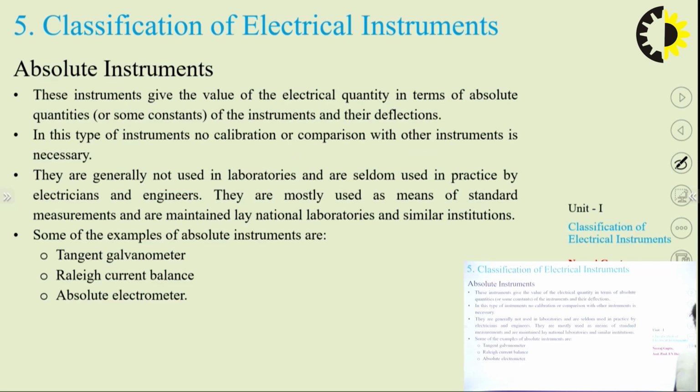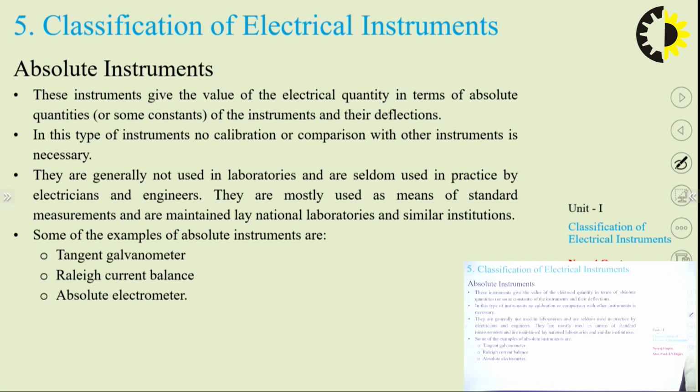So, first we talk about absolute instruments. Absolute instruments are those instruments which are used to calibrate the further instruments. These instruments give the value of the electrical quantity in terms of absolute quantities, or in terms of some constants of the instruments and their deflections. In this type of instrument, no calibration or comparison with the other instrument is required.